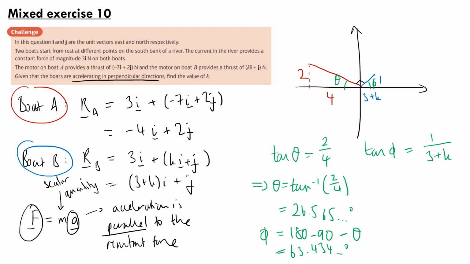And so we have that 1 over 3 plus k is equal to tan of 63.434. So using the answer button on your calculator again, tan of answer is equal to 2. So therefore we have 1 is equal to 6 plus 2k, so k is equal to minus 5 over 2. And that is our final answer.